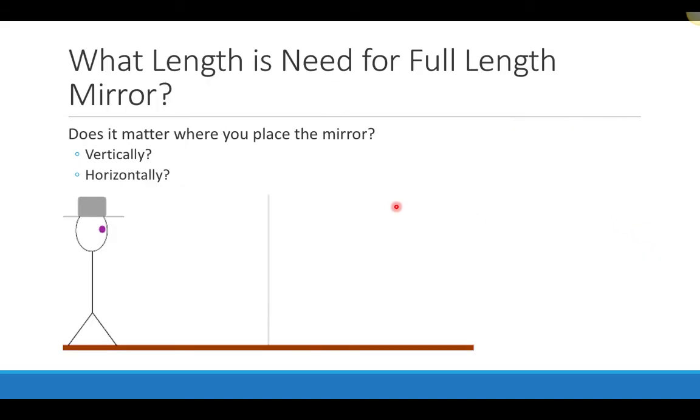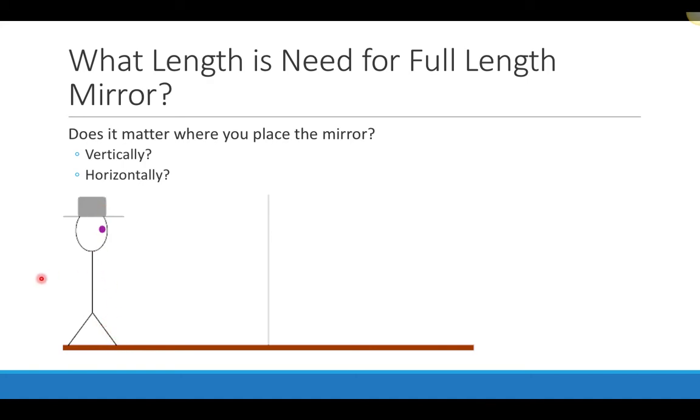The last thing that's often a question is, what size full-length mirror do you actually need in order to see your full body? And does it matter where you place the mirror? So this is kind of a weird picture and it's an exaggerated picture, but I have a person in a top hat, a really tall hat. This is their eye and then their feet. So if I want to be able to see the full image, I need to be able to see my feet and I need to be able to see the top of the hat.